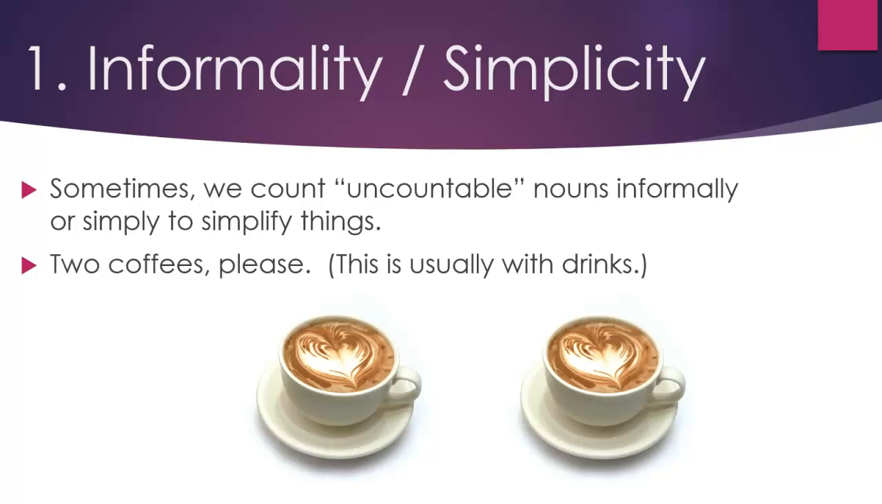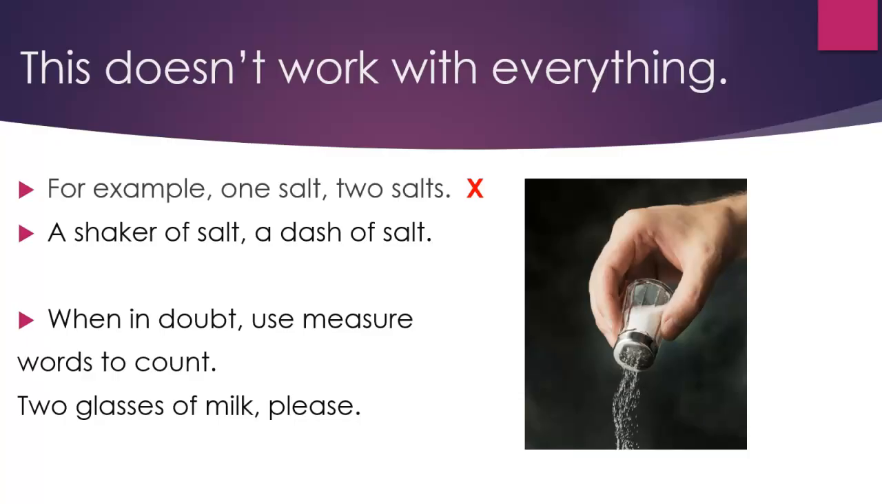Number 1, informality or simplicity. Sometimes we count uncountable nouns informally or simply to simplify things. For example, 2 coffees, please. This is usually with drinks. This doesn't work for everything. For example, 1 salt, 2 salts. No, that is incorrect. We say a shaker of salt or a dash of salt. When in doubt, use measure words to count. For example, 2 glasses of milk, please.